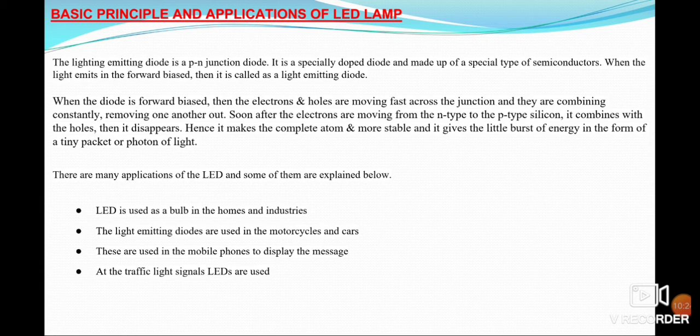So the main applications of LED lamp are, these can be used in homes and industries. They can also be used in motorcycles and cars. They can also be used in mobile phones to display the message. And also at the traffic light signals, LEDs can be used.